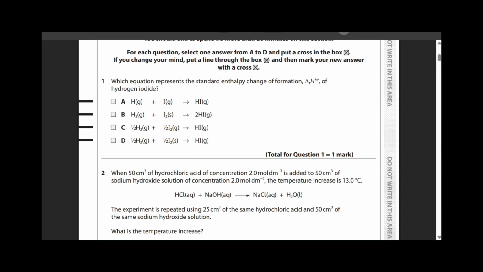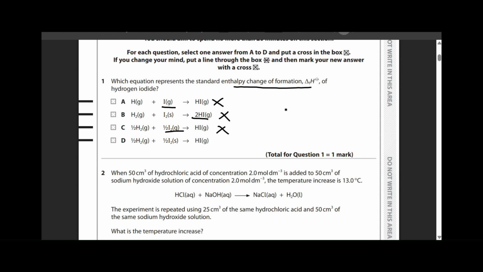Which equation represents the standard enthalpy change of formation of hydrogen iodide? Now, the standard enthalpy change of formation means that 1 mole of a substance is formed from its elements in their standard state. In the first equation, iodine is not present in its standard state, so this cannot be the option. In the second equation, 2 moles of a substance are formed, so this cannot be the option. In the third equation, iodine is not present in the standard state, so this is also not a correct option.